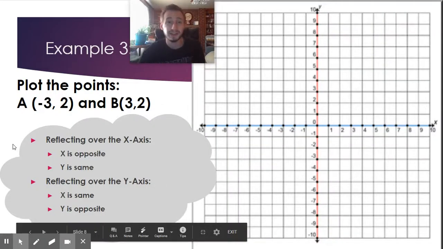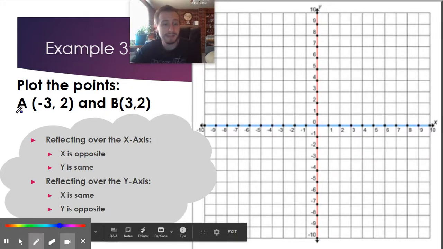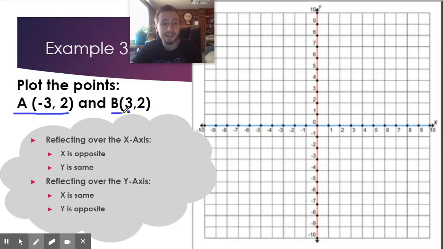All right, so we're almost done. This is the last example. So we want to plot these points right here where it says A is -3, 2, and then B is 3, 2. So not too bad. They're about the same. They're close. So let's plot A first. My x value is -3. My y value is 2. So always start in the origin. So I start right here.